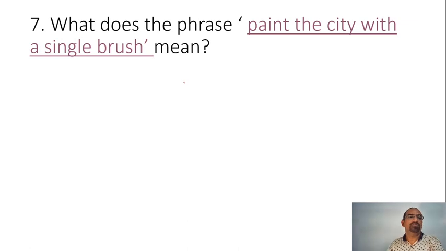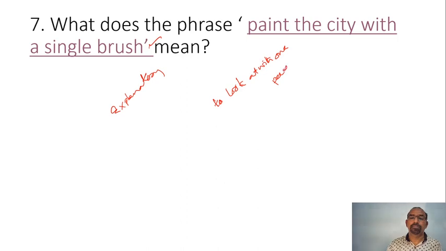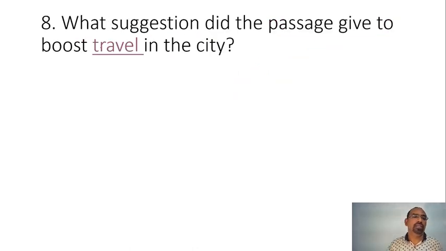Now let us move on to the next question. This is an explanatory type question. What does the phrase paint the city with a single brush mean? To look at it with one perception, from one angle only it is viewed. That is the master plan that gives importance to the formal part of the city, that is, paint the city with a single brush.